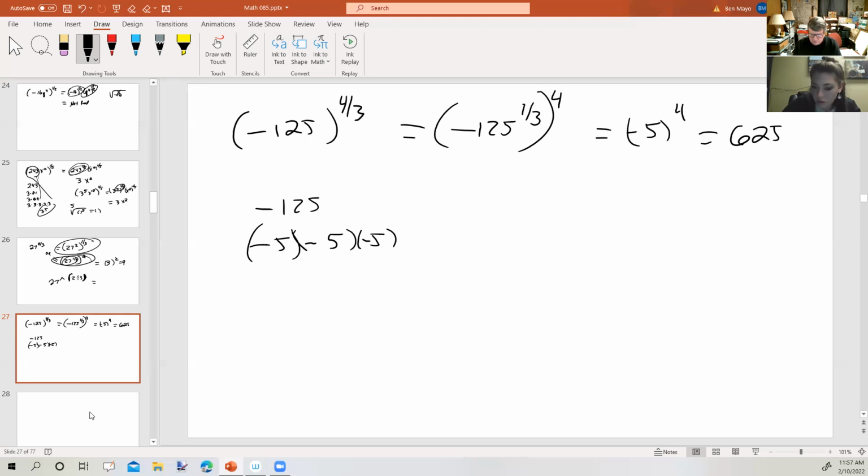Okay. But here again, on my calculator, I could put in parentheses, negative 125, close parentheses, caret, 4 divided by 3. Make sure that you put the parentheses around the negative 125. It may not make a difference in some cases, but in some it does. So always a good idea to put it there just in case.